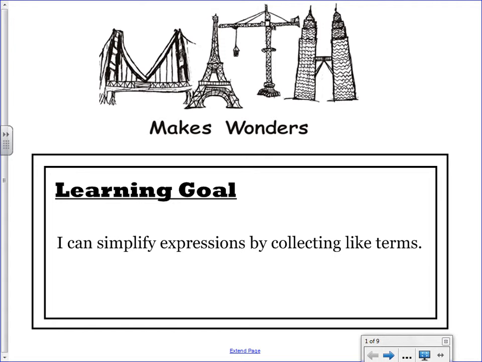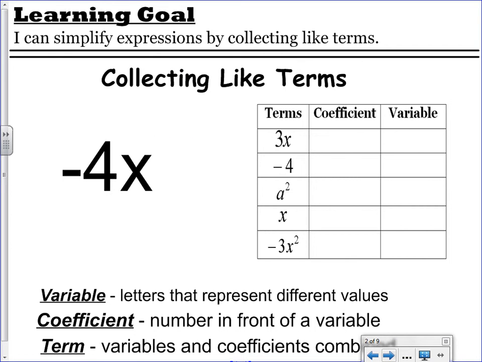Okay, so I'm not sure if any of your other math classes have done this in the past, but we're going to have learning goals, so that at the end of the class you know what you should be able to do. Like I said, this goes back to grade 9, and it may have been a while since you've done this. By the end of today, you should be able to simplify expressions by collecting like terms. So we're going to start from the very beginning. What is a like term? What does that mean? So, collecting like terms.